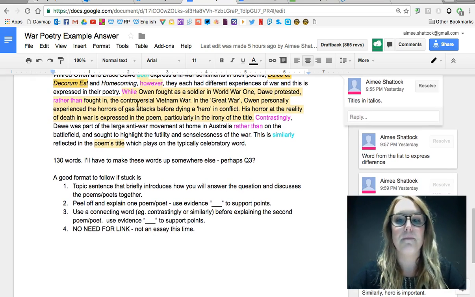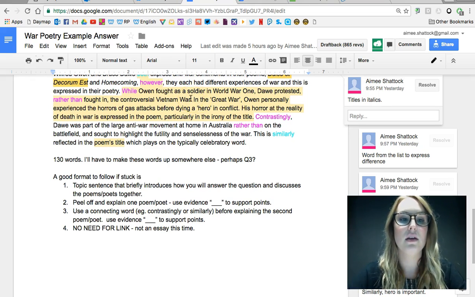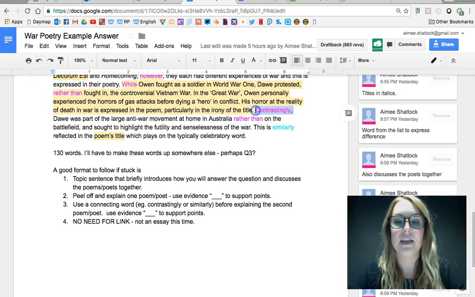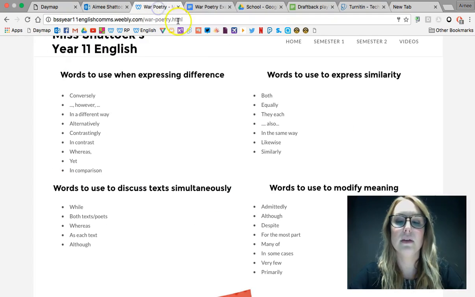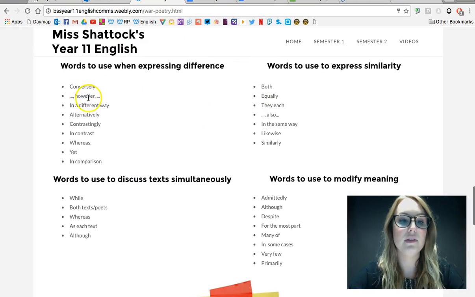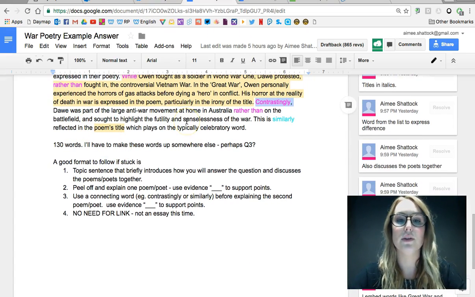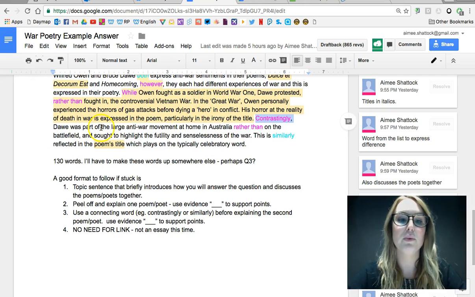I have then gone through and deconstructed Owen, so Wilfred Owen's experience in the Great War, and then referred that to his poem and talked about how his experience in that war directly linked to the idea or ideas that he presented in his poem. Then I've used one of those magical connecting words, again from our vocabulary list, words to express difference, and I've used "contrastingly," and then I talk about Dawe. So I pretty much repeat this section, but for Bruce Dawe, and how that then informed his poetry.